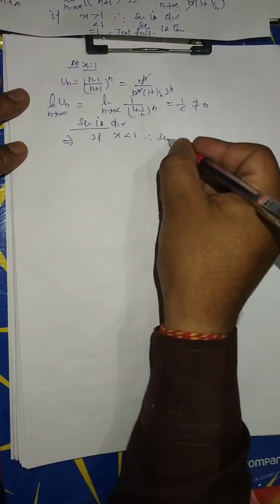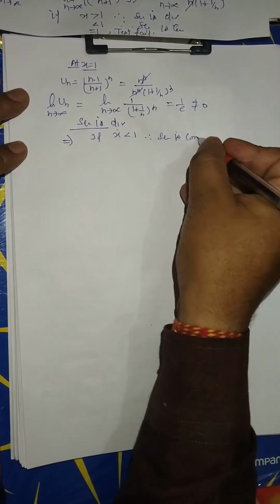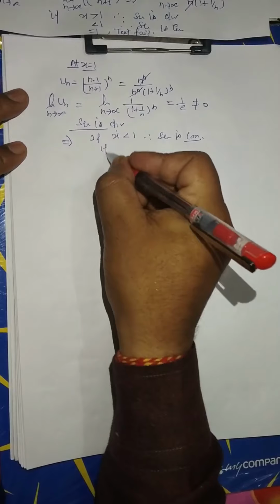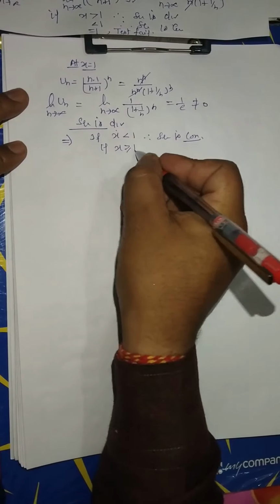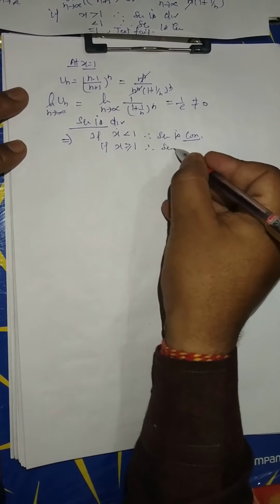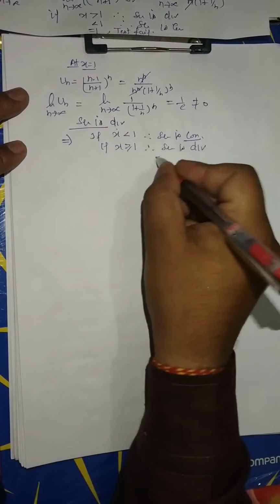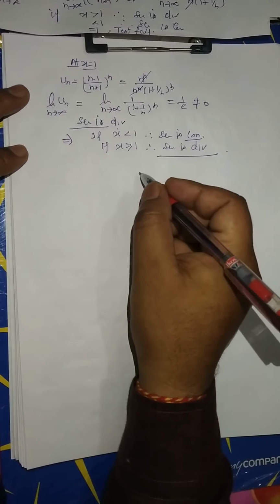That is, we can say the final result of the series: if x is less than 1, the series is convergent, or if x is greater than or equal to 1, the series is divergent.